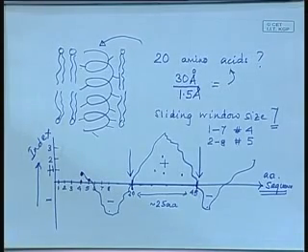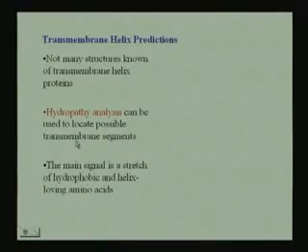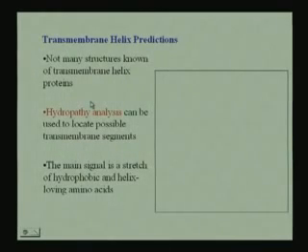Now, usually, as I mentioned, the hydropathy analysis is used to locate transmembrane segments, but you can also do it for a regular protein, because not many structures of transmembrane helix proteins are known. And what is the main signal? A stretch of hydrophobic and helix loving amino acids. What do we mean by helix loving amino acids? Residues that are likely to form an alpha helix, right? So, that is what a hydropathy plot would look like.